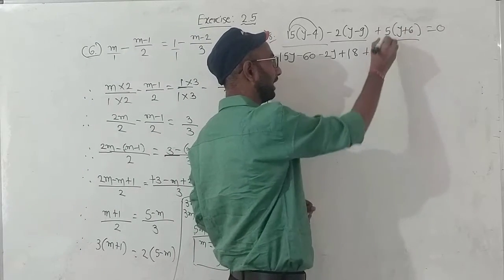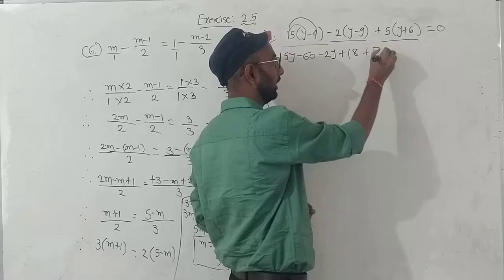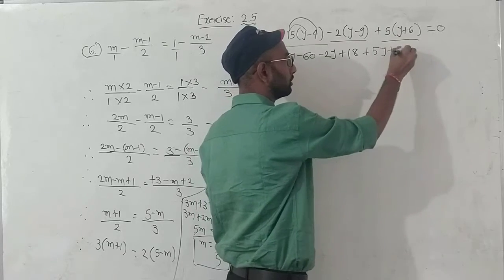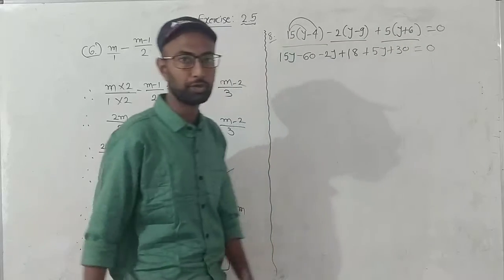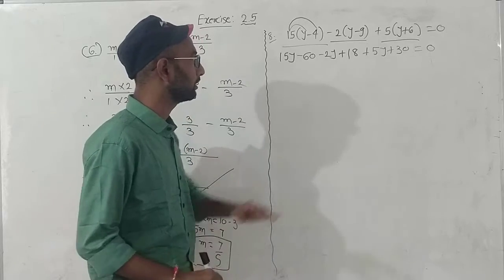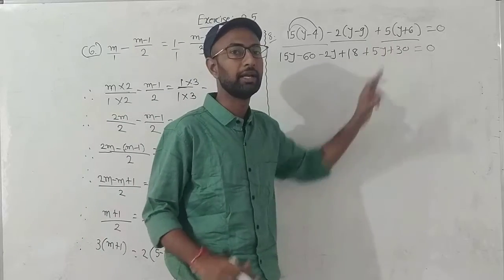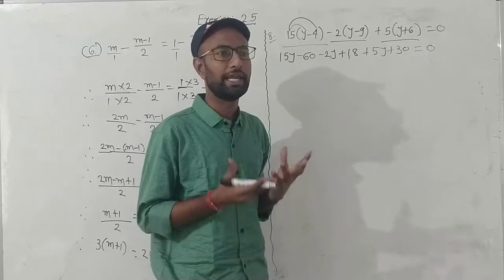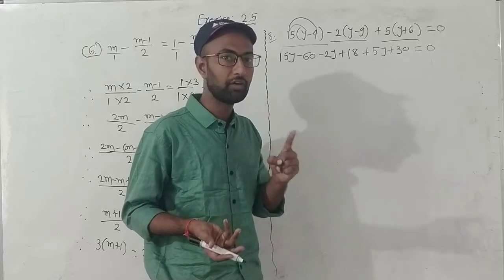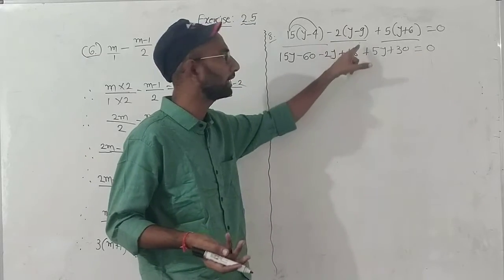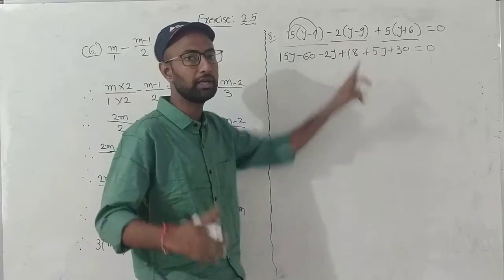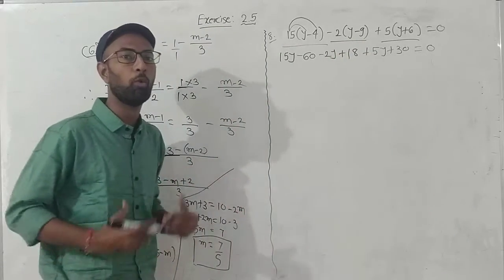5 will be multiplied by y, so 5y and 5 6s are 30. So you might have observed that whenever we have the sign of plus before the bracket, at that time we don't need to worry about that. But whenever we have the sign of minus before the bracket and when we are going to remove the bracket, at that time we have to pay more attention.